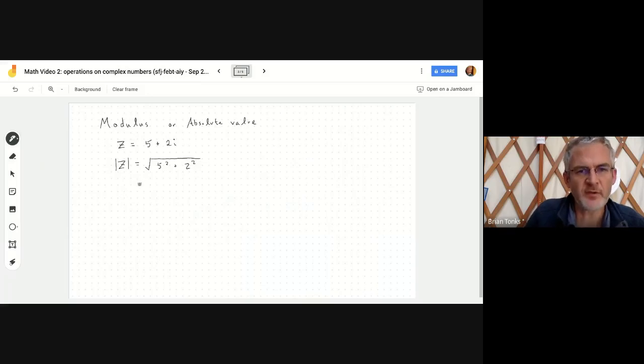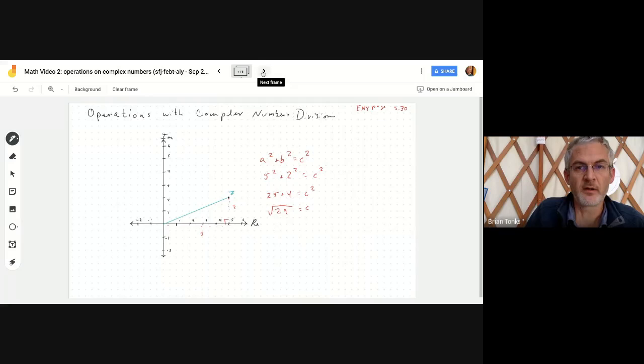And then this equals the square root of 25 plus 4, which gives us again the absolute value of z, or the modulus of z, is equal to the square root of 29. Square root of 29 does not simplify, so I'm done at this point. I have another video on simplifying radicals. So then we can find the modulus.